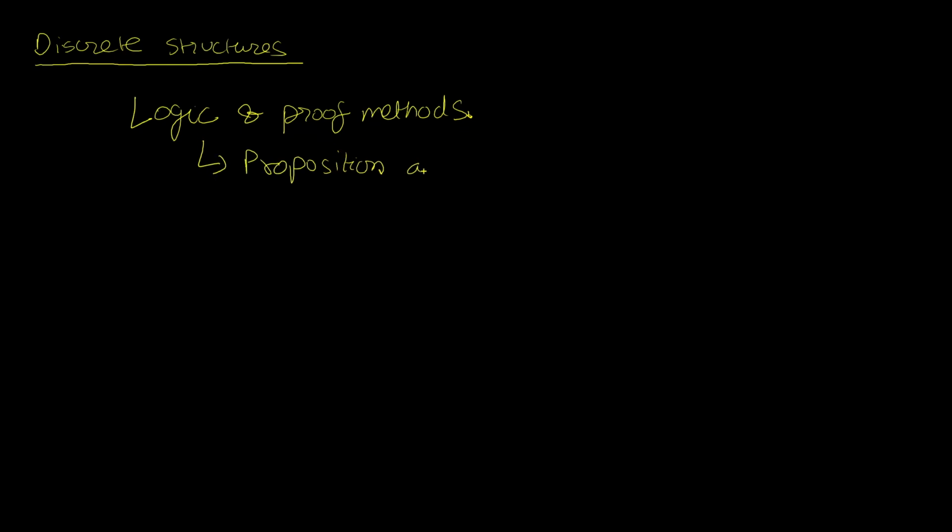Okay, so welcome to the 20th video in the Discrete Structures series, and this video is going to be the start of a new chapter, Logic and Proof Methods. This is the chapter where we study formal logic, which is the foundation of Boolean algebra. So we'll be covering this in a lot of detail. And in this particular video, we'll discuss the idea of propositions and propositional logic.